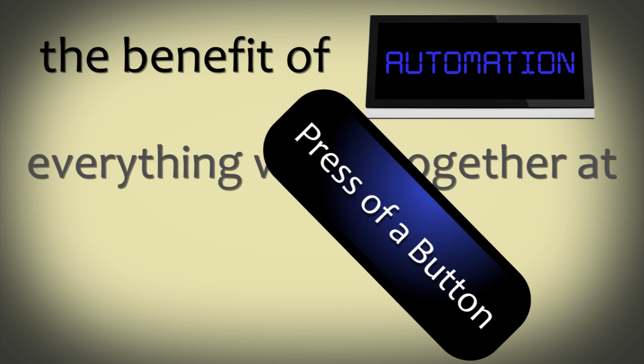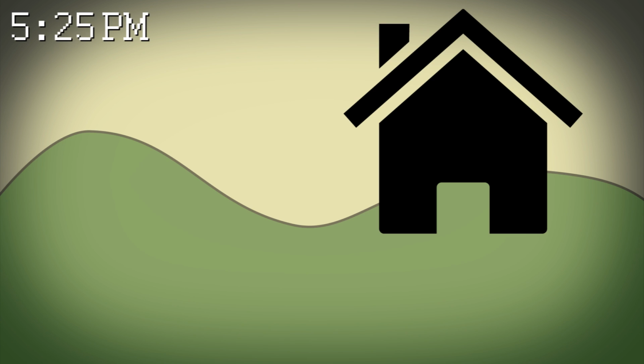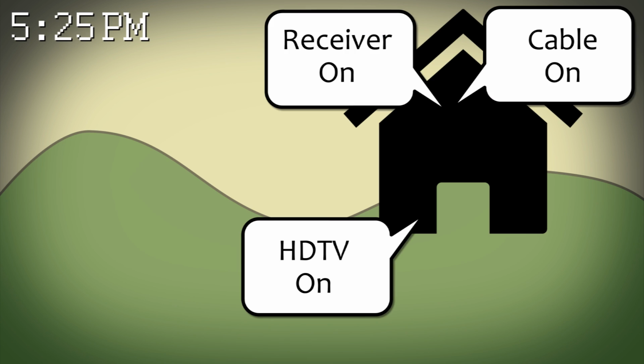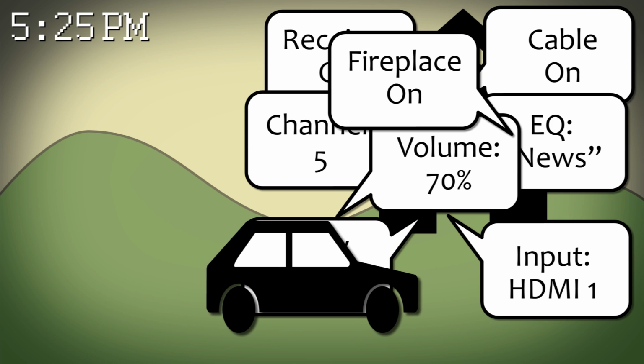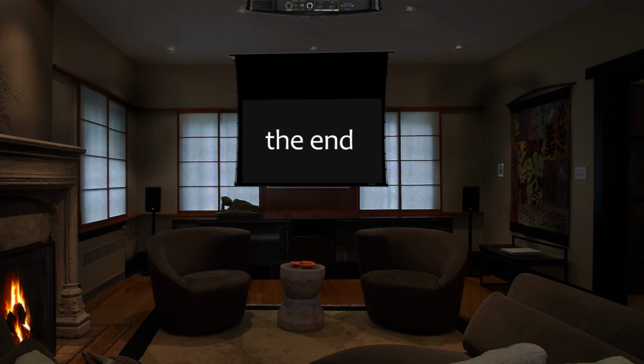Or not. What if you didn't have to press the button at all? Maybe the system knows you always watch the news when you get home from work. And by the time you get home, the news is on, the fire's going, and the lights are perfect. Now that's simplicity.